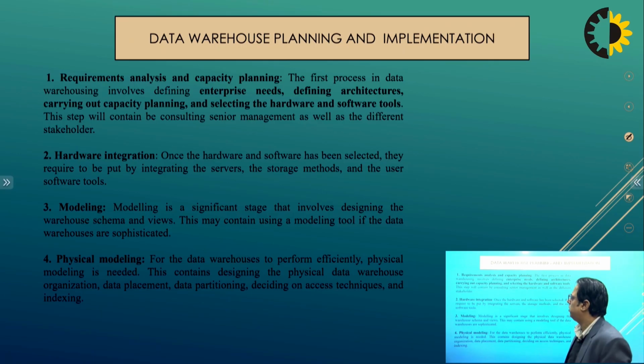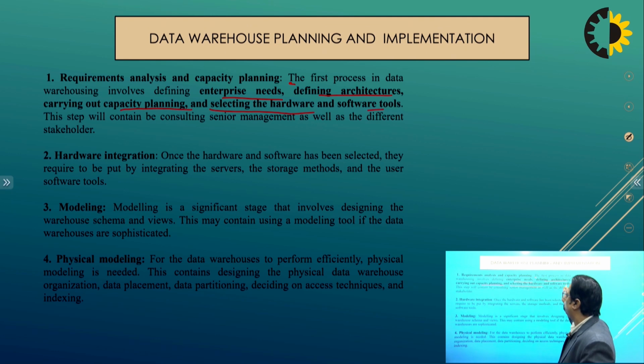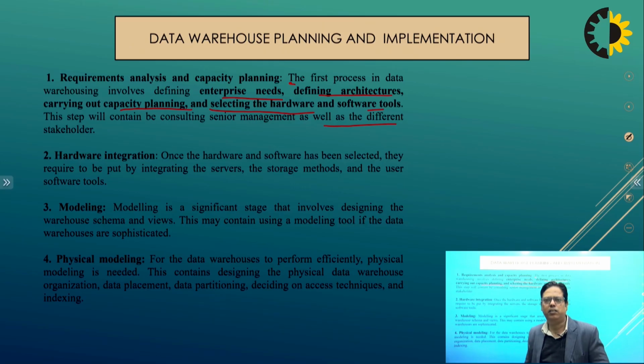Now, the first topic is requirement analysis and capacity planning. The first process in the data warehouse involves defining the enterprise's needs. First, we focus according to the market aspects: enterprise needs, defining the architectures, schemas, and carrying out capacity planning and selecting the hardware and software tools. This step will involve consulting senior management as well as the different stakeholders. So the first important point is defining the enterprise needs, the sources, the architectures, and the hardware and software tools basically used for implementing the data warehouse.